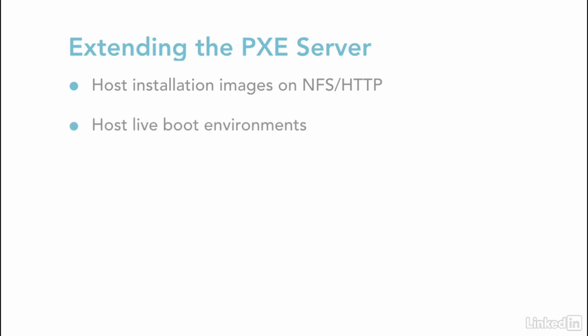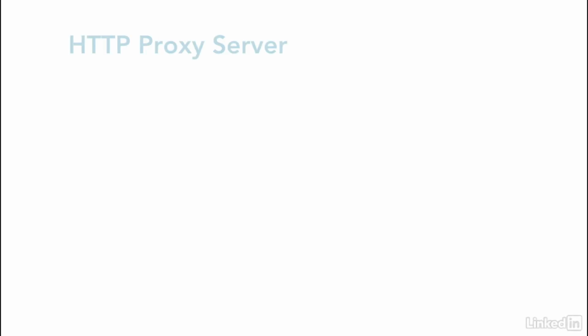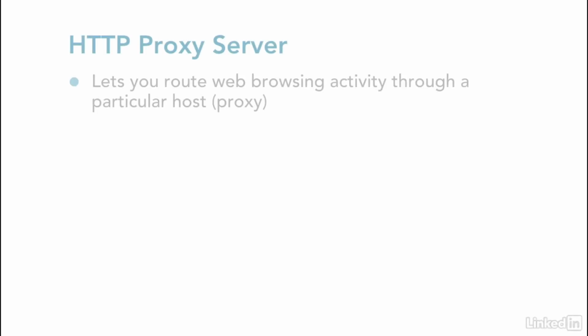You can create network bootable live environments for thin clients, and you can even configure a PXE Boot Server to host many different images for many different system architectures. You can modify the DHCP settings to provide different installers based on the subnets your machines are coming from, and more. Using an HTTP proxy server, we can control or redirect client network activity.